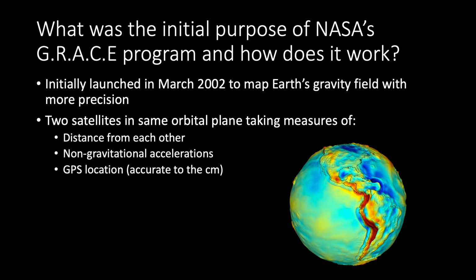So without further ado, how does GRACE work? As I said before, GRACE was launched in 2002 to more accurately map Earth's gravity field. GRACE is a twin set of satellites that follow each other on the same orbital plane, approximately 220 kilometers apart. While they're in orbit, they measure several things, including the distance between the satellites, the non-gravitational accelerations like atmospheric drag, and they have precise GPS location, which can be given down to the centimeter.